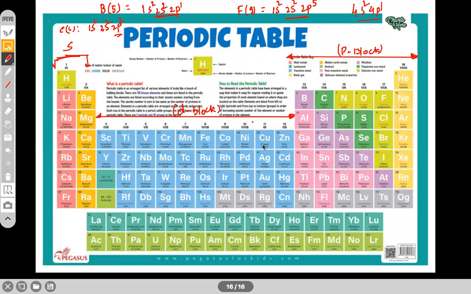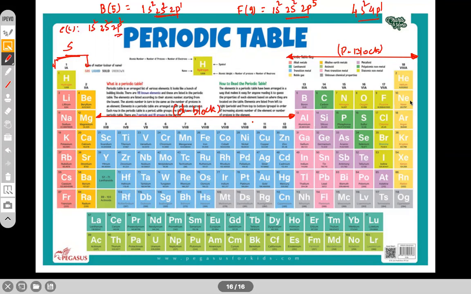Now, next thing, all these groups have one specific outermost configuration. If you have the first group, its outermost configuration is S1. Period can be anything: 1S1, 2S1, 3S1, 4S1, like that. Second group, outermost configuration is S2, and the S block is over. In the P block, the first group, P1, has outermost configuration NS2 NP1, then NS2 NP2, NS2 NP3, NS2 NP4, NS2 NP5, NS2 NP6.